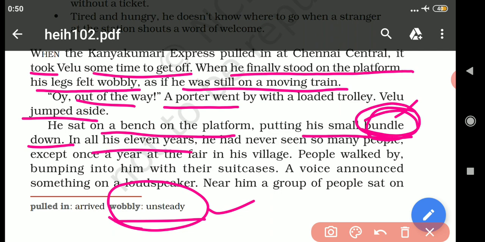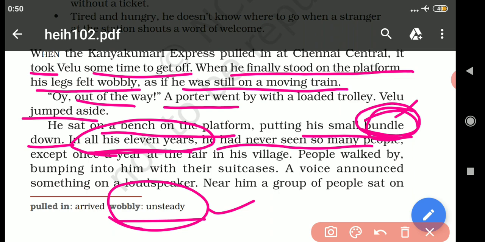In all his 11 years, he had never seen so many people. As I told you, मैंने जैसे कहा आपको बच्चों कि if you go to a metro city railway station, there you find millions of people waiting and passing through the platform, right? And this was the first such experience in the life of this 11-year-old boy, Velu. How old was Velu? He was only 11 years old, right?